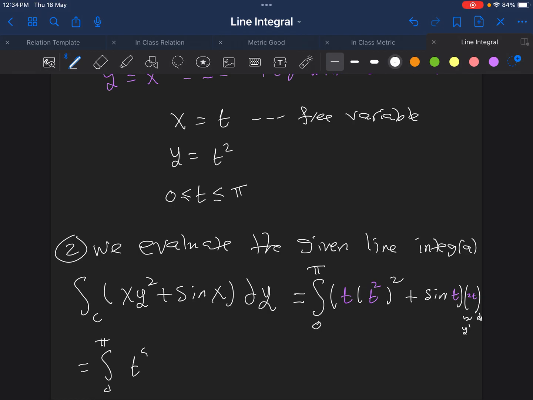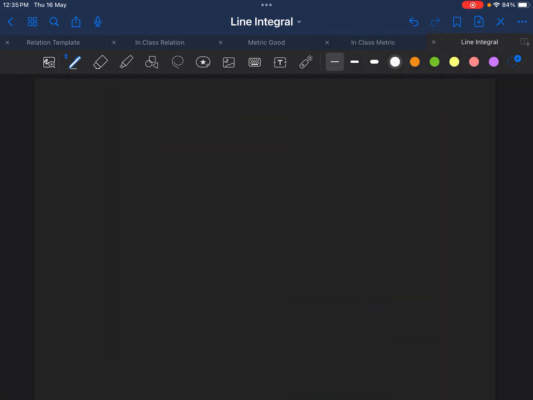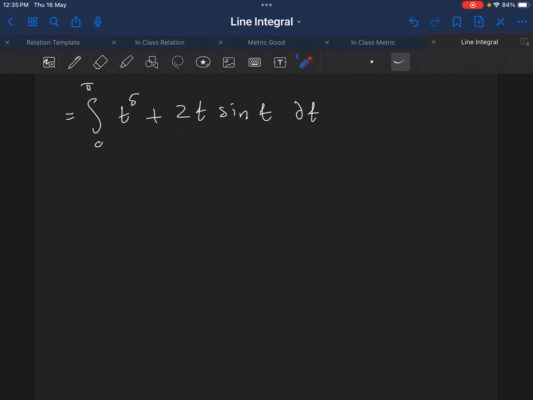Now, all we need to do is simplify this integral, so it is from 0 to pi. Here we have t power 5, because you have t squared squared and another t, plus 2t sine t dt, which is the integral that we need to find. Now we need only to evaluate this integral using the idea that we have already seen in calculus 2. So this integral will be the integral from 0 to pi of t power 5 plus 2t sine t dt. Of course, this integral, we need to do it by integration by parts. So let me do it in a different color.